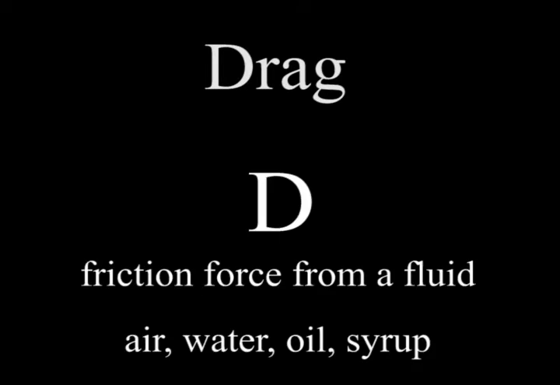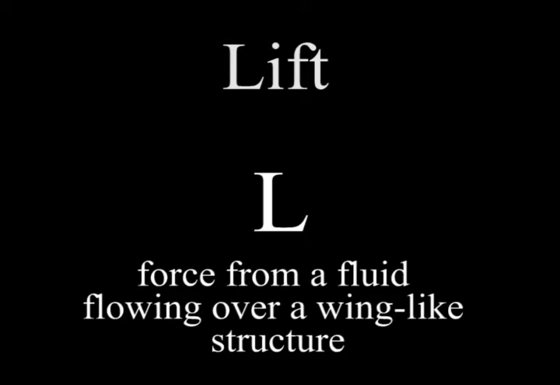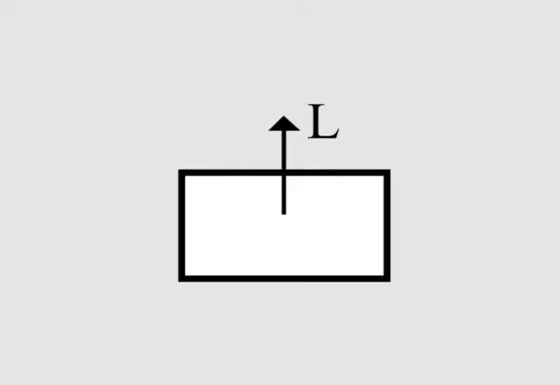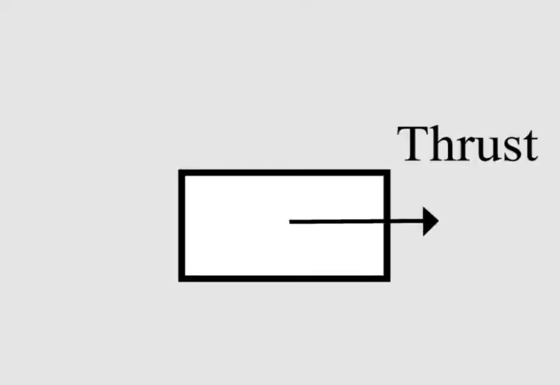Next, we have a special kind of friction, drag. Drag, represented by D, is any friction force from a fluid, such as air, water, oil, and syrup. Next, we have lift, L. Lift is an upward force generated from a fluid flowing over a wing-like structure. And finally, we have thrust. Thrust is a force that is generated by rockets, propellers, and jet engines.